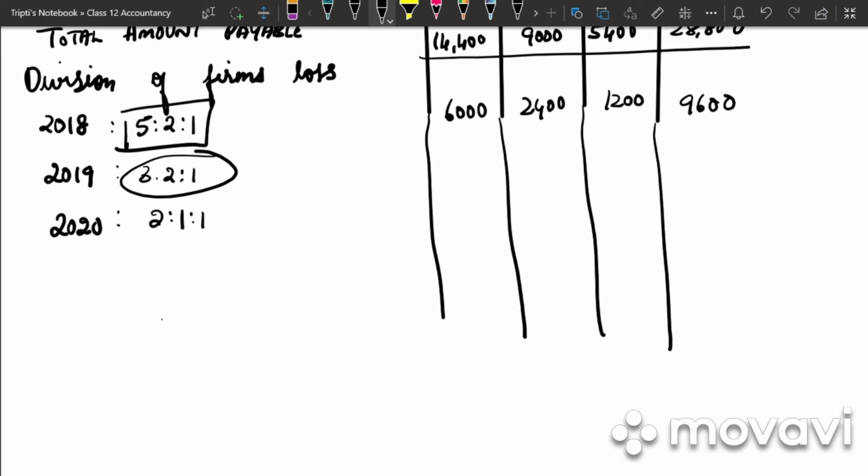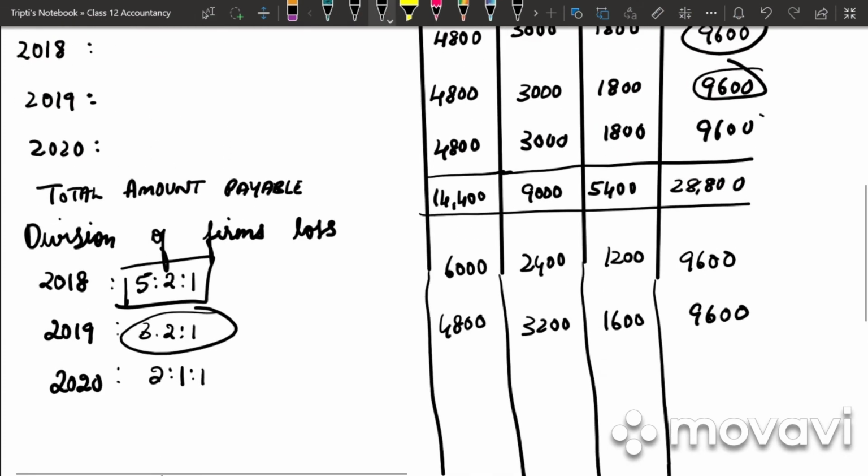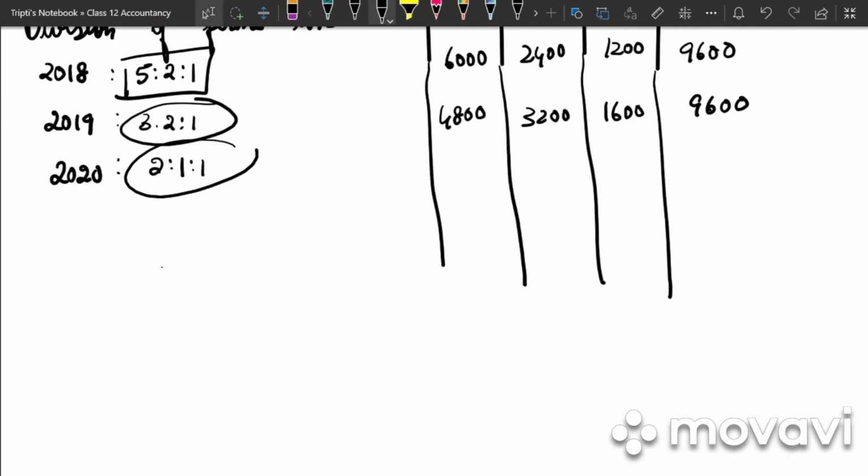So 9,600 into 3 by 6 we get 4,800. 9,600 into 2 by 6 we get 3,200. 9,600 into 1 by 6 we get 1,600. Again our total is 9,600. The third year's interest on capital is also 9,600 and the profit sharing ratio is 2:1:1. So 9,600 into 2 divided by 4, we get 4,800. 9,600 into 1 by 4, 2,400 and 2,400.